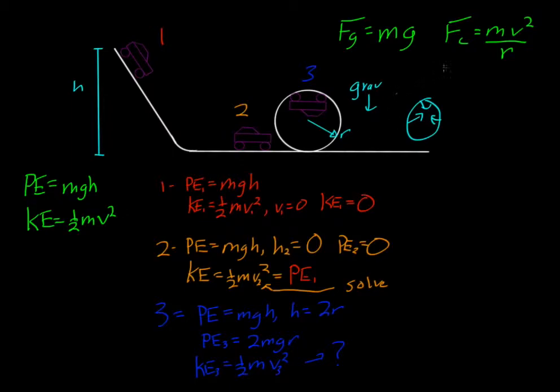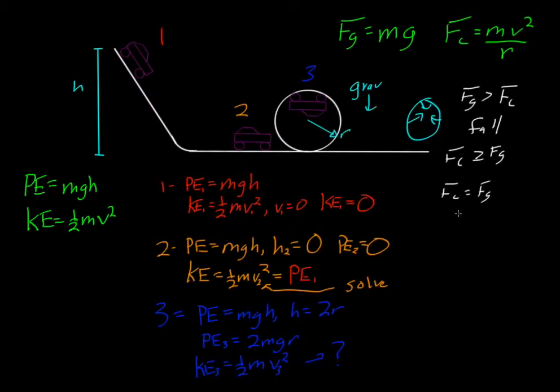If gravity is greater than centripetal force, the car is going to fall. However, if centripetal force is greater than or equal to force of gravity, the car is going to stay on the track. Whenever centripetal force is equal to gravity, that's going to be our minimum velocity that we can actually maintain contact with the track.